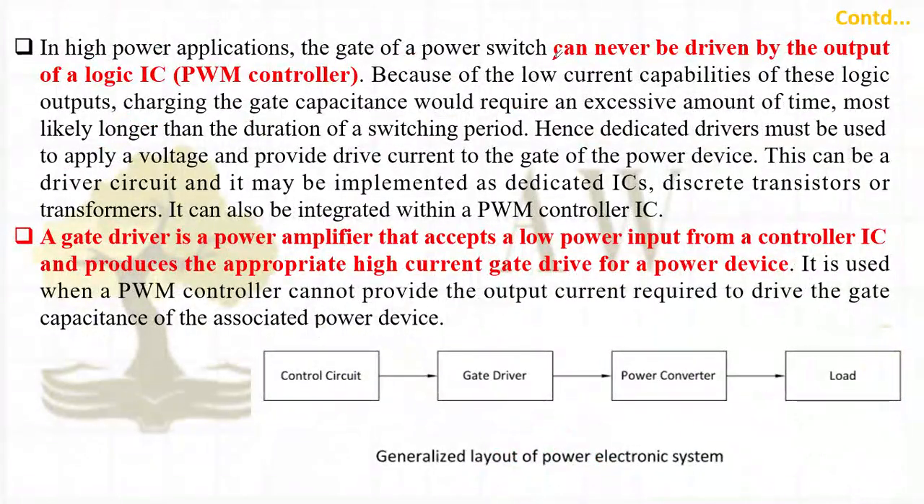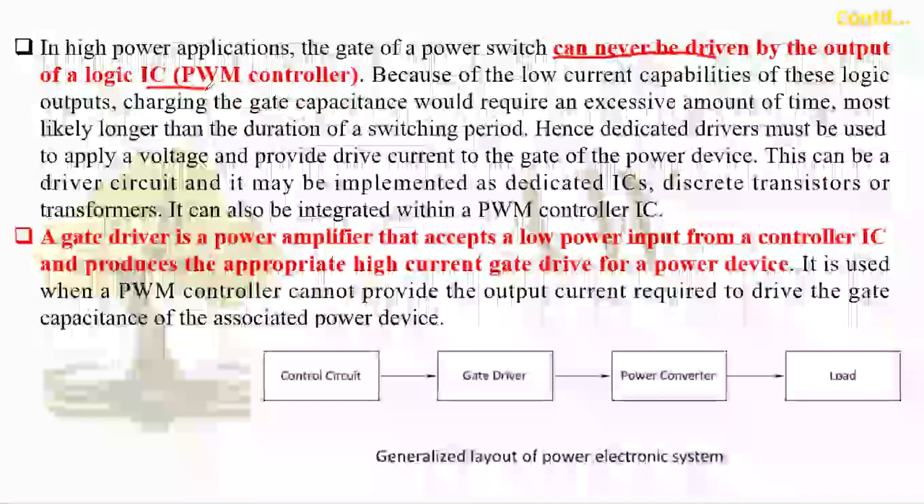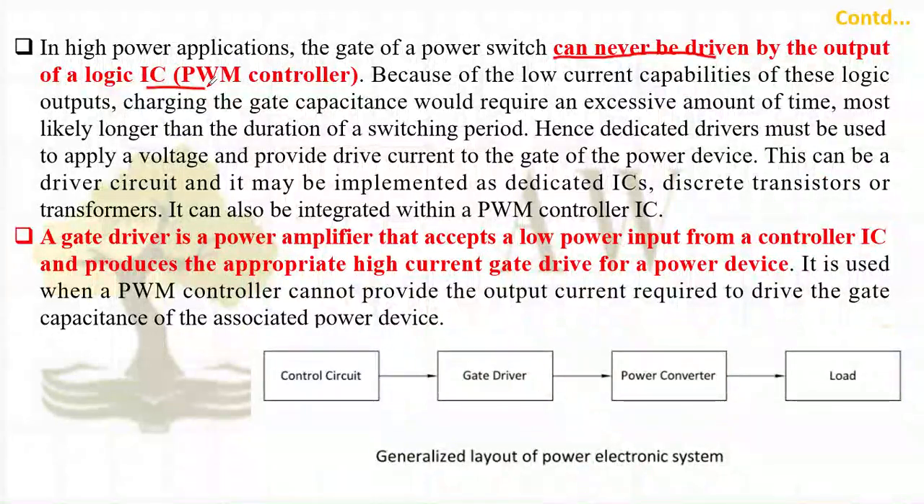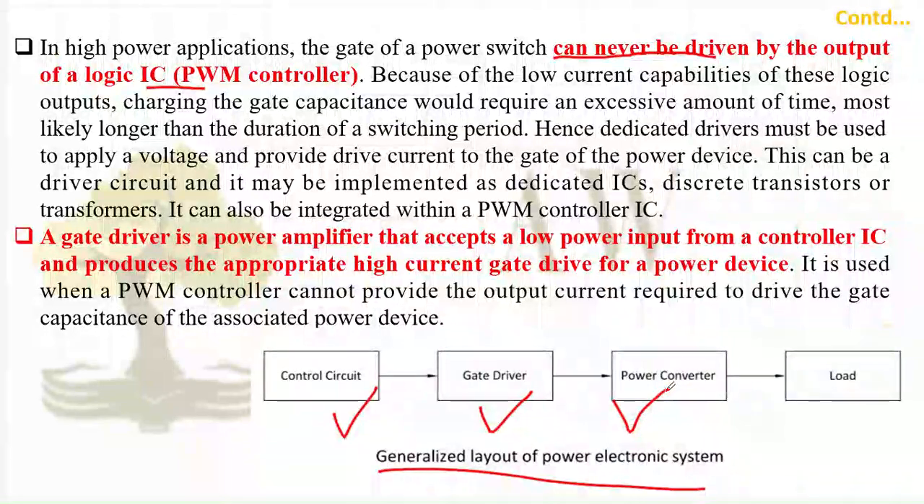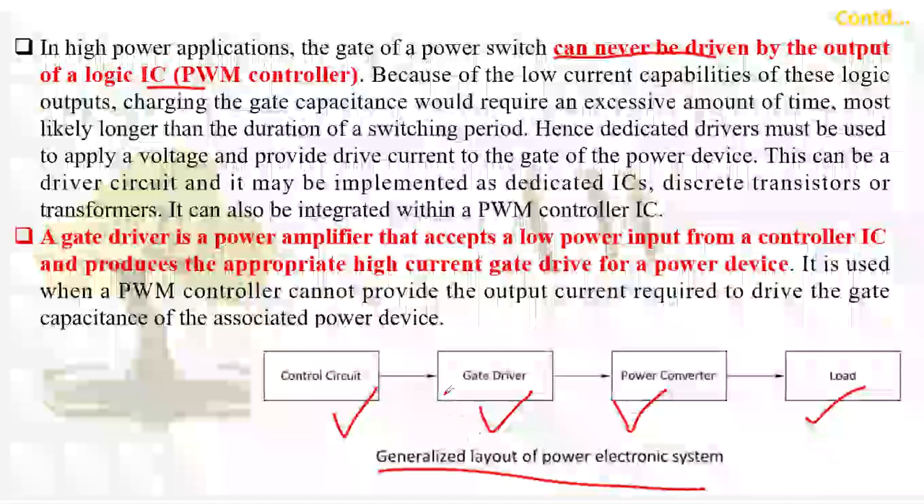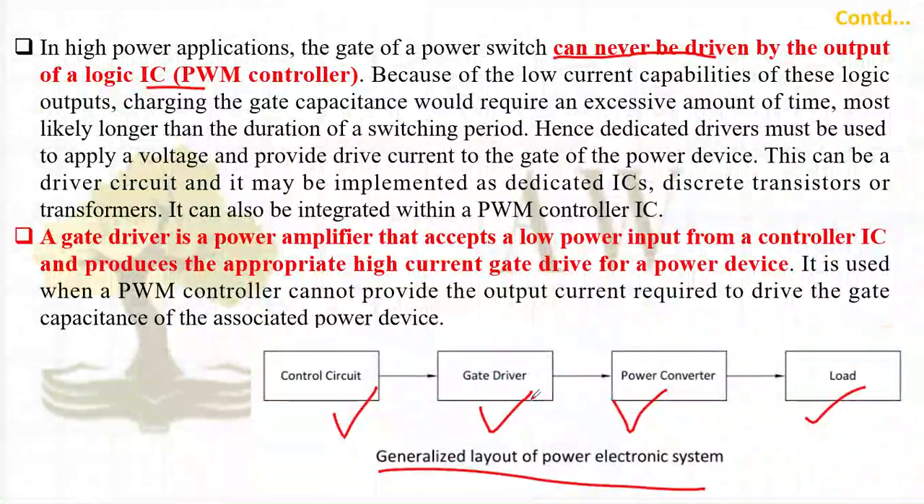So the same thing I have told you, that the controller IC, the PWM signals we generate, that signal cannot drive my switches, right? So we need something in between. So that is the requirement. So what is the basic control block diagram? We have our control circuit, then we have our gate driver, then that is connected to the power converter, my switches, and then I have my load. Okay, so this is a basic control structure which is available. So our main focus in this lecture is about the gate driver only.